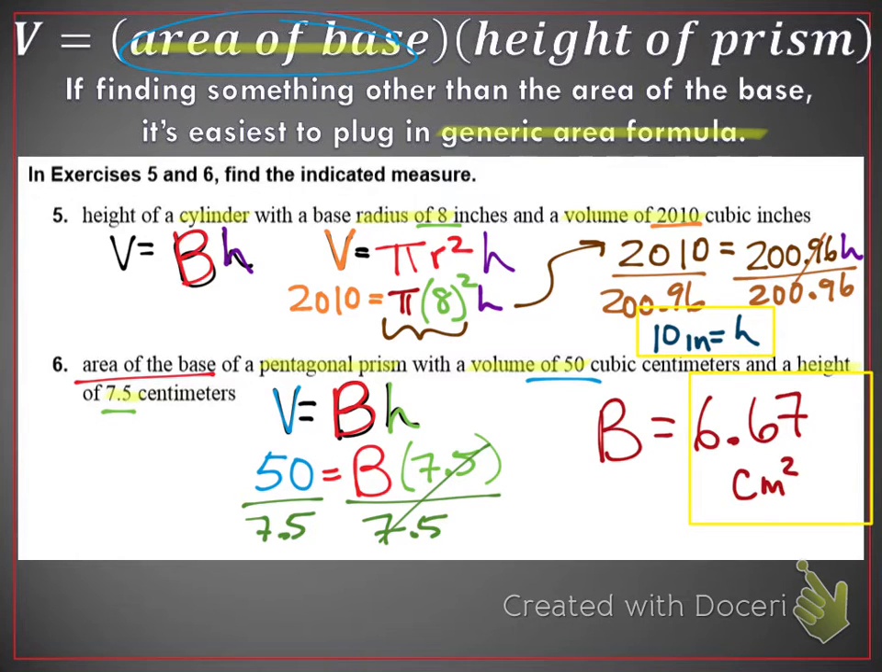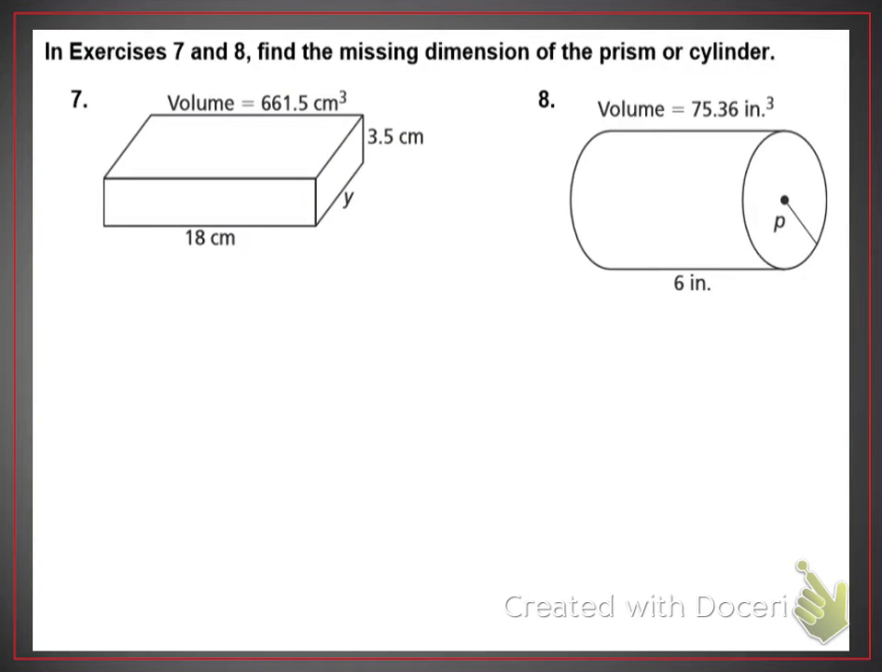Were there any things I need to clarify? Okay. We just practiced it again. We just have pictures this time. So we're finding a missing dimension of a prism or a cylinder. We're going to do the same thing. We're going to use the volume formula. Volume equals area of the base times the height.